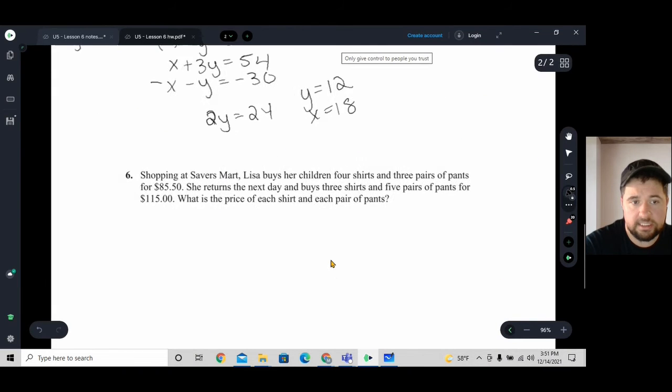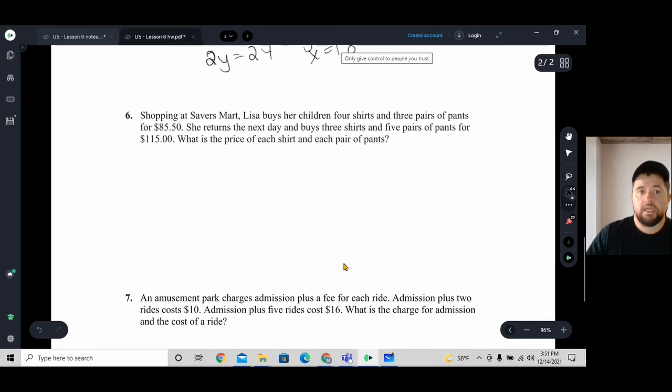And let's look at number 6. Shopping at Savers Mart. Lisa buys her children 4 shirts and 3 pairs of pants for $85.50. She returns the next day and buys 3 shirts and 5 pairs of pants for $115. What is the price of each shirt and each pair of pants? Okay, so equation number 1. 4 shirts and 3 pants.